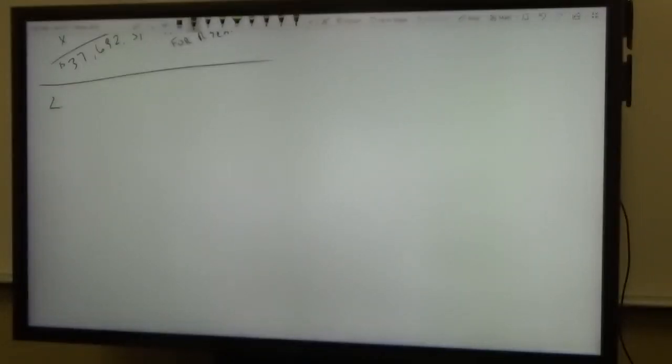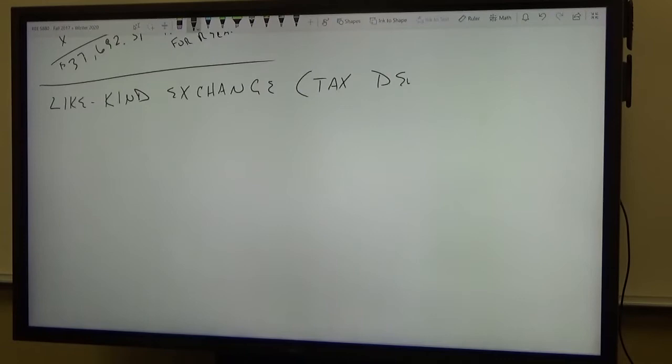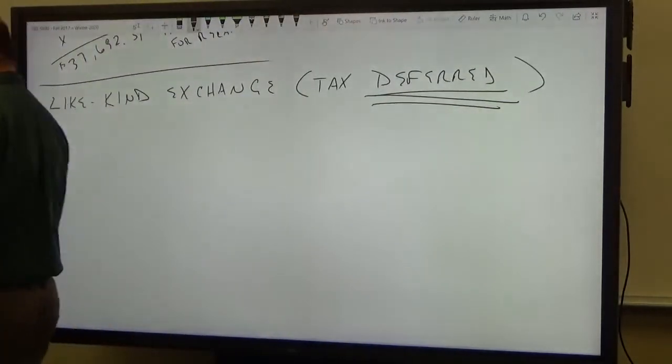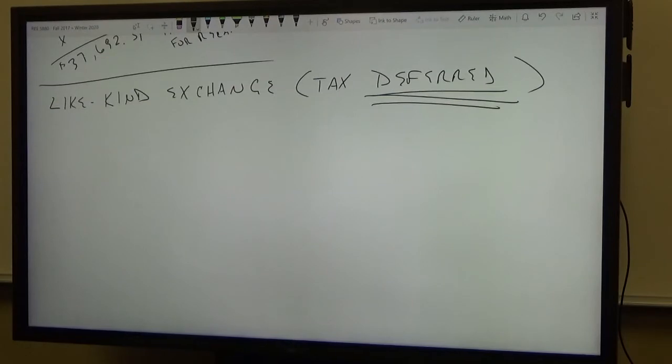Okay, like-kind exchange. This gets us into yet another one of those quirky deals. Very simply put, the like-kind exchange is also referred to as a tax-deferred exchange. People in many cases will call it a tax-free exchange, and that's really not accurate. Yes, you're getting off the hook right now for the income tax, but you're going to eventually have to pay it at some point.